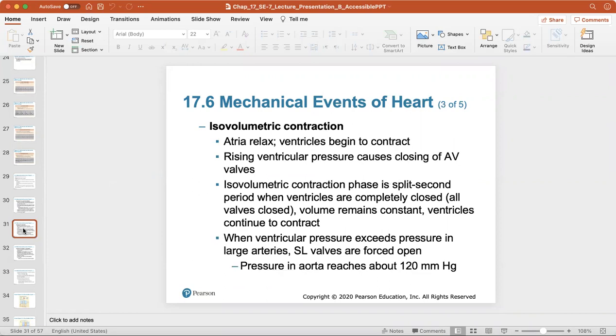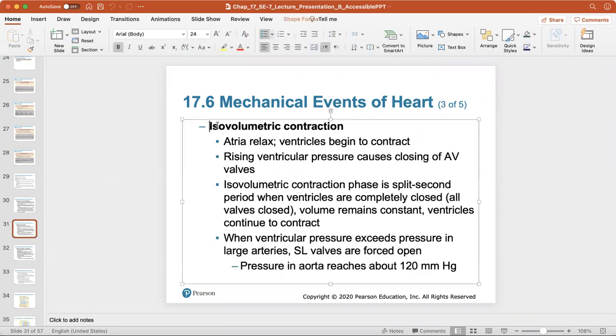Isovolumetric contraction: we have some isovolumetric phases, and that just means that no change in volume is occurring in the ventricles, because iso means same. So the atria will relax, the ventricles begin to contract, and the rising ventricular pressure causes the closing of your AV valves. The isovolumetric contraction phase is a split-second period when the ventricles are completely closed. All the valves are closed, the volume remains constant, and the ventricles continue to contract.